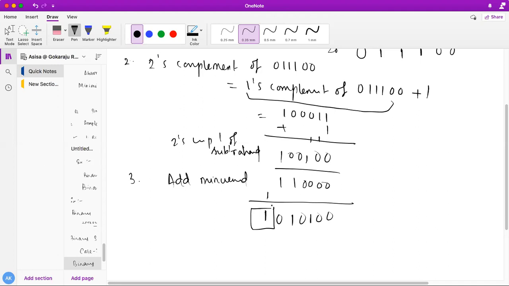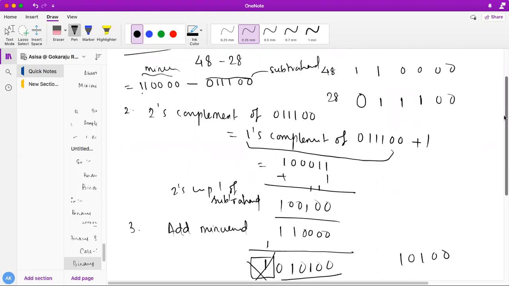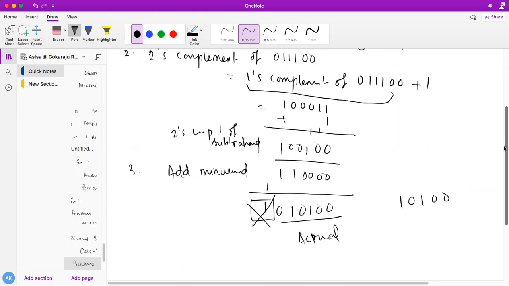So what do you understand from it? If a carry is generated during the 2s complement technique, you just discard the carry. Whatever result is obtained is my actual result. So what is my actual result here? The actual result is 10100. So if you perform the subtraction, 48 minus 28 will be 20. Let's see whether I'm getting 20 or not.